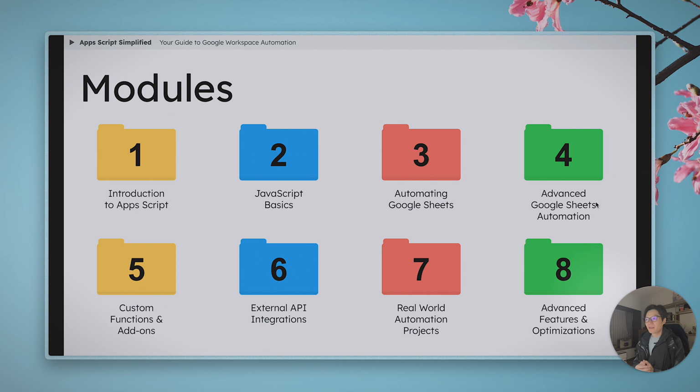About this tutorial, I planned 8 sections, or 8 modules. The first one is a basic introduction to Google Apps Script. The second one, we're going to cover some basic JavaScript, the basic ideas and basic syntax. And for this part, as you follow this series, keep coding along with me.